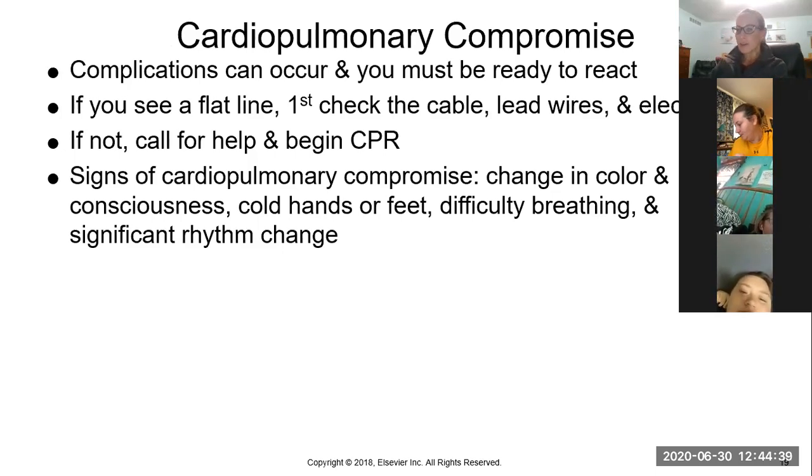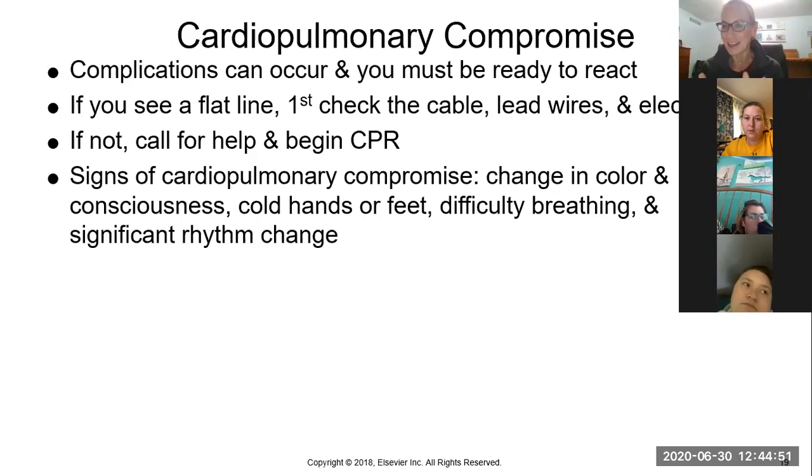Now, the first thing you do when you see a flat line is to look and make sure that a cable or a lead wire or electrode hasn't come loose. Okay, so it could have disconnected and then you're going to get a flat line. So make sure you check that before you start pumping on somebody's chest. Okay, we check the machine, make sure everything's connected. If not, then of course we call for help and we'll begin CPR. And these are just signs of cardiopulmonary compromise: change in color, change in consciousness, cold hands or feet, difficulty breathing, and significant rhythm change on your EKG. Okay.